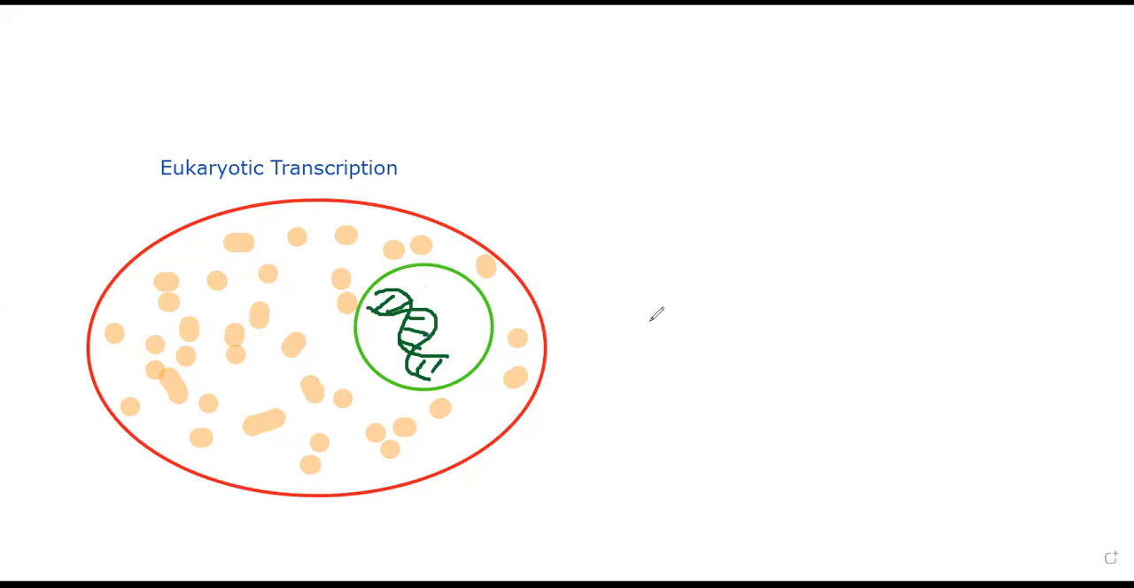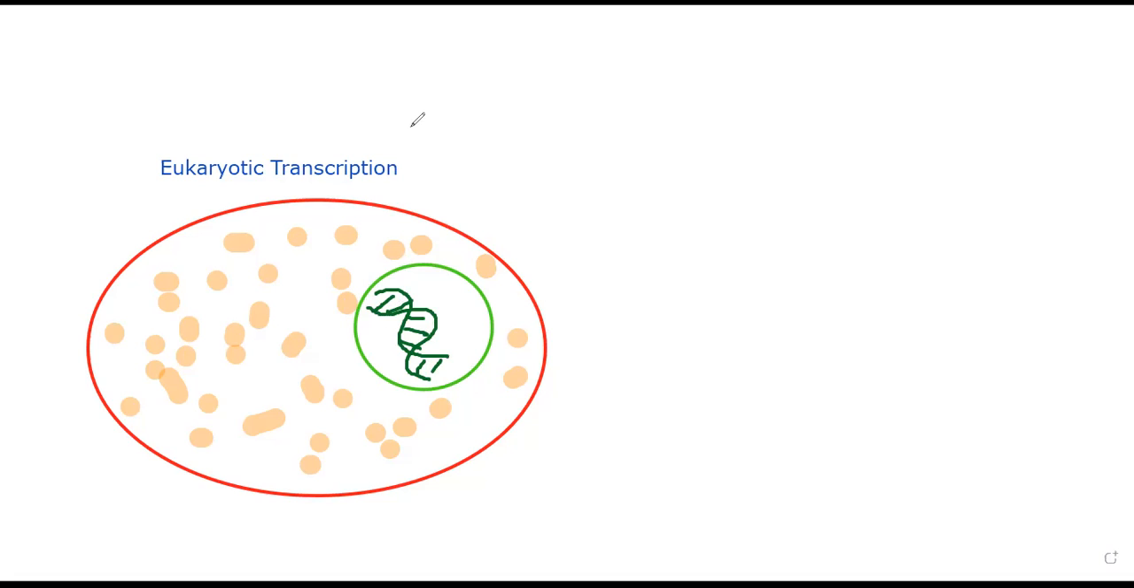So mainly the main difference between your eukaryotic cell and prokaryotic cell is, in the eukaryotic cell, the DNA you find within a nucleus, another chamber inside the cell. But in the prokaryotic cell, the circular DNA is there within the cytoplasm only. So obviously, this is going to create a difference between eukaryotic transcription and prokaryotic transcription.